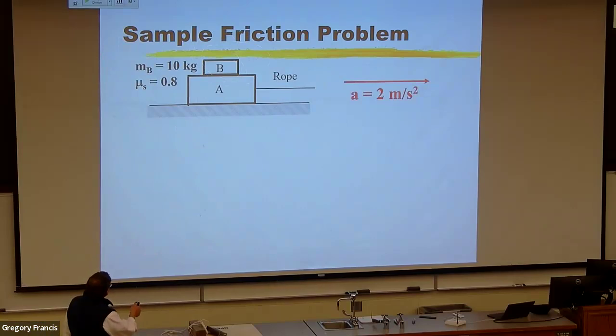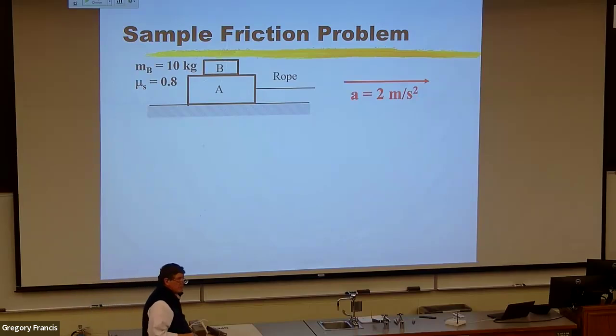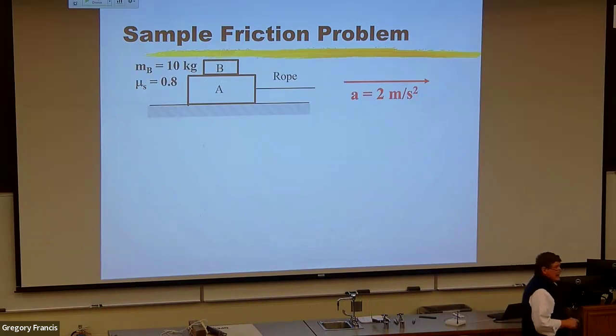We put this smaller block, 10 kilograms, on top of the larger block. We pull with the rope so that it still has an acceleration of 2 meters per second squared. That means we're pulling harder than we were before, bigger than 125 newtons. If the coefficient of static friction between these two blocks is 0.8, we want to find how big that static friction is. Now, the first thing we need to do is draw a free body diagram for that block B.